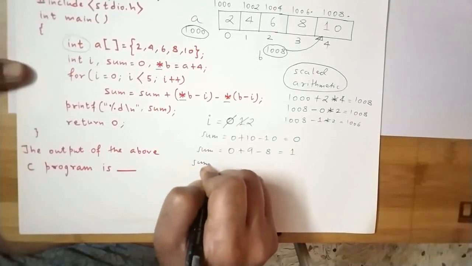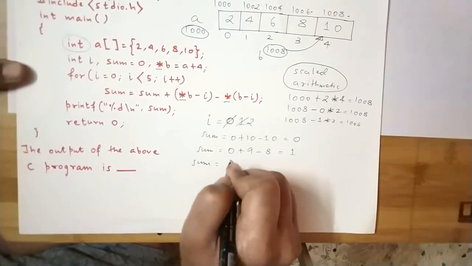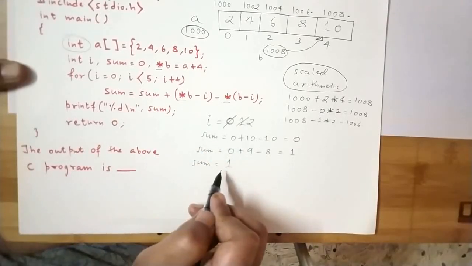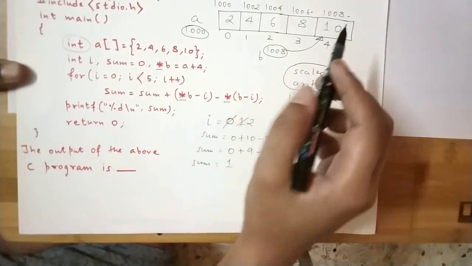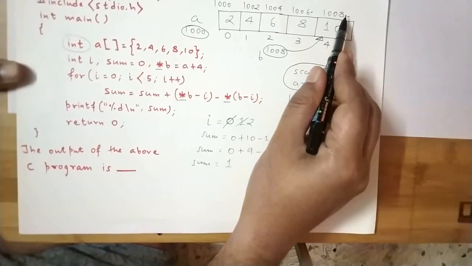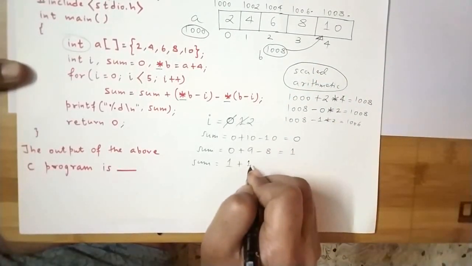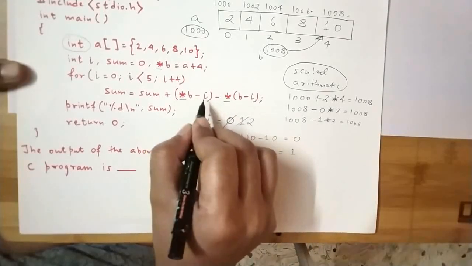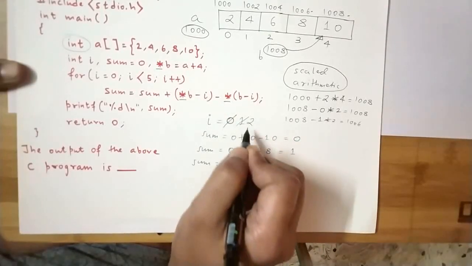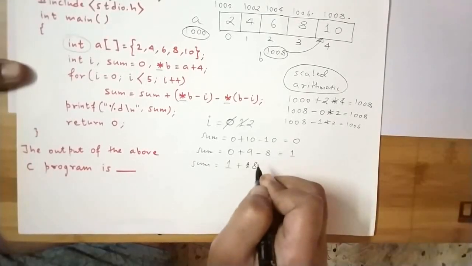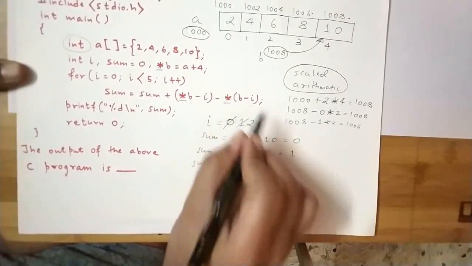How will the value of sum change now? We have an initial value of 1. See, sum is currently 1, so I'll substitute 1 in its place. I'm doing star b. What is star b? Star b is going to be 10, so I'll get 10 minus I. What is the value of I? The value of I is 2, so I'll directly write it. 10 minus 2 is 8.